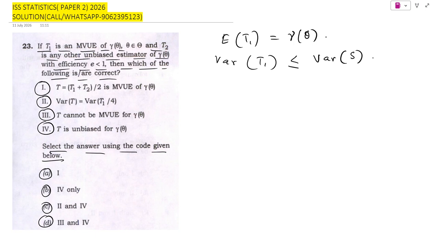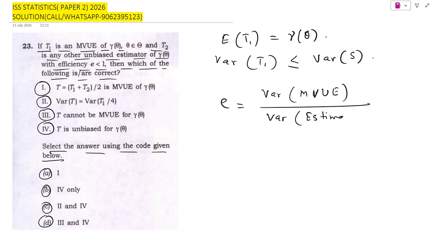Now look, the efficiency of an unbiased estimator is what? E equal to variance of MVUE by variance of the estimator. So here E is less than 1. So this immediately tells us variance of T2 is greater than variance of T1. So T2 has larger variance than MVUE. So this is a very important observation. Okay. So whenever the efficiency is less than 1, immediately conclude the estimator is not MVUE.